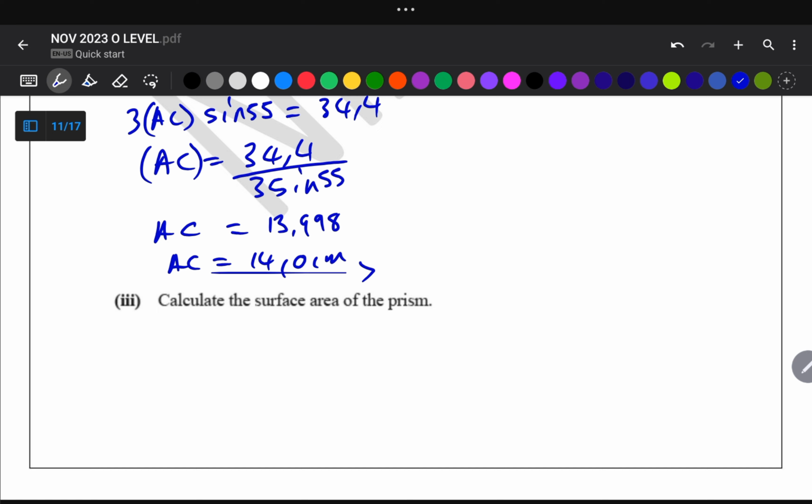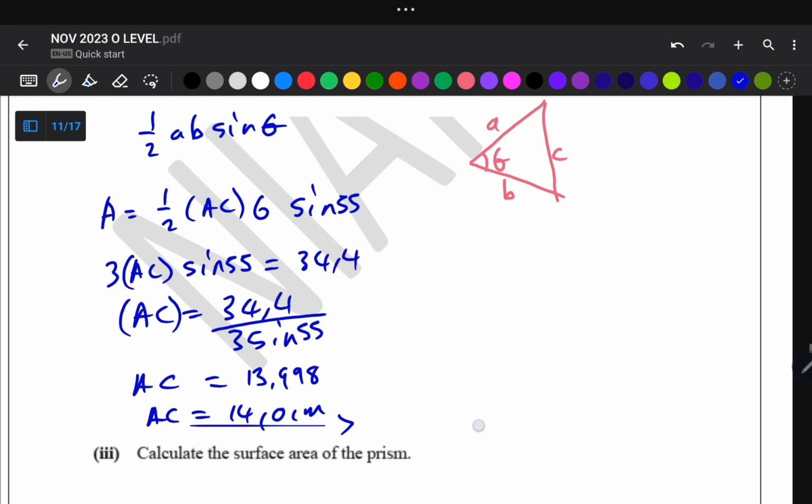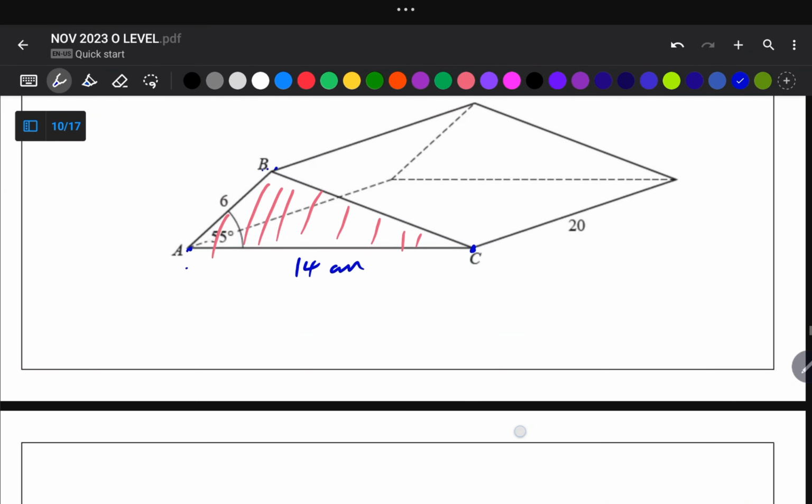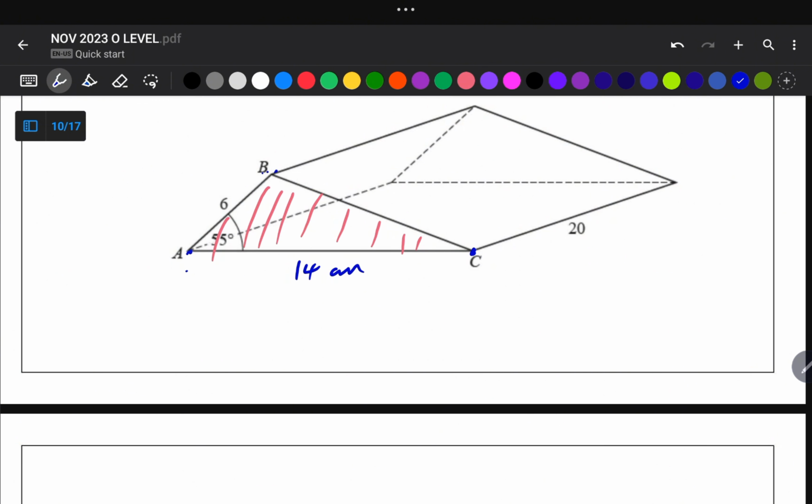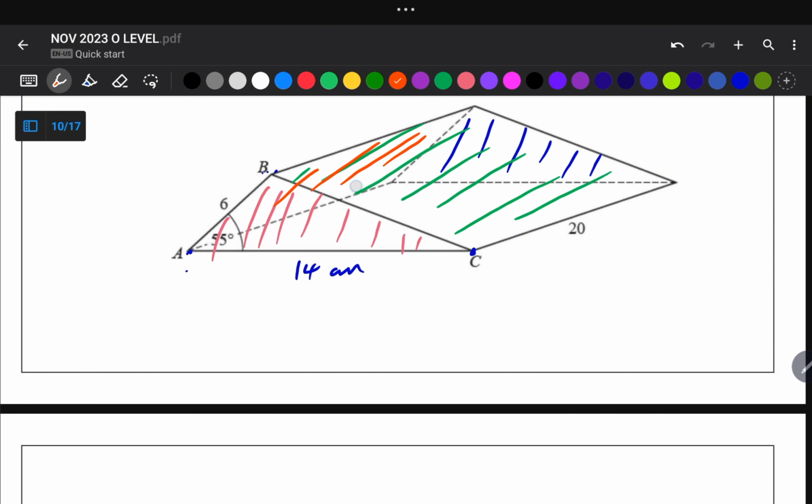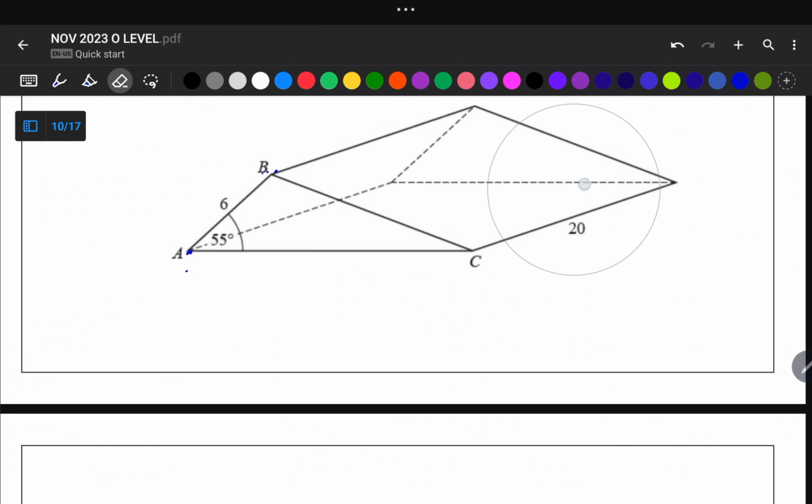Okay, and then on the next part of our question, we are required to calculate the surface area of the prism. So the surface area of the prism is the total of this triangle here and also of this triangle, and then the area of this side and the opposite side there, and also the area of this bottom side. Okay, so to calculate the total surface area, we are going to start by calculating the side BC.